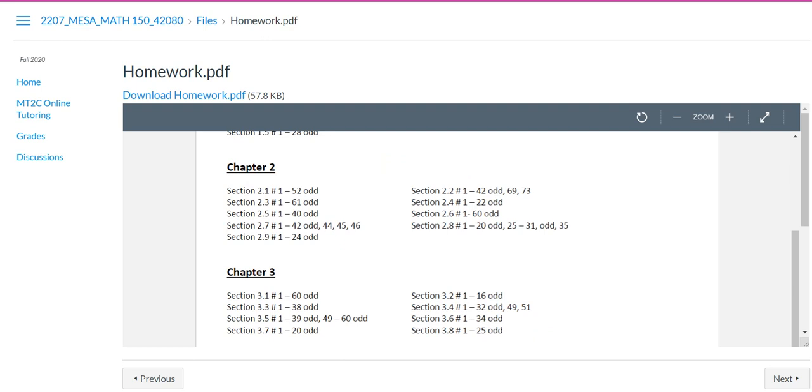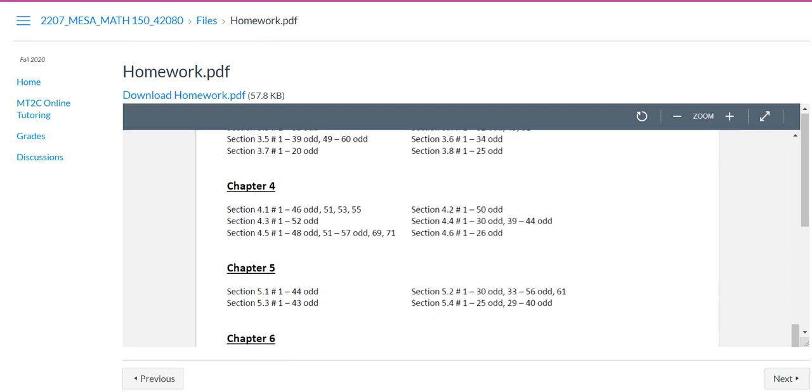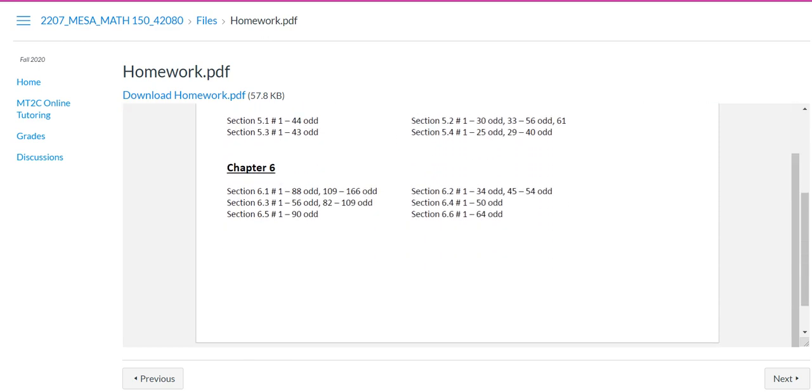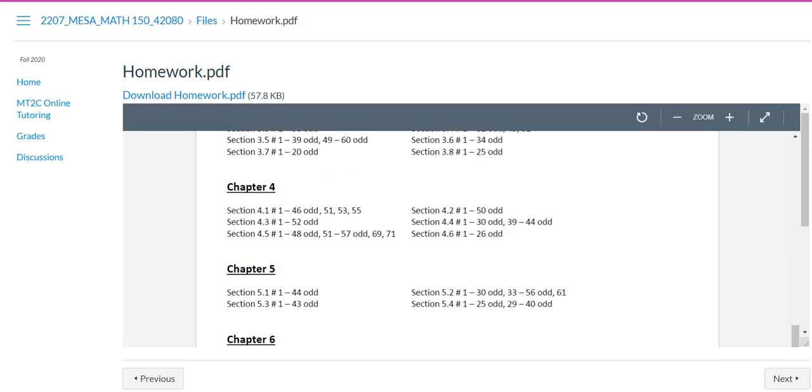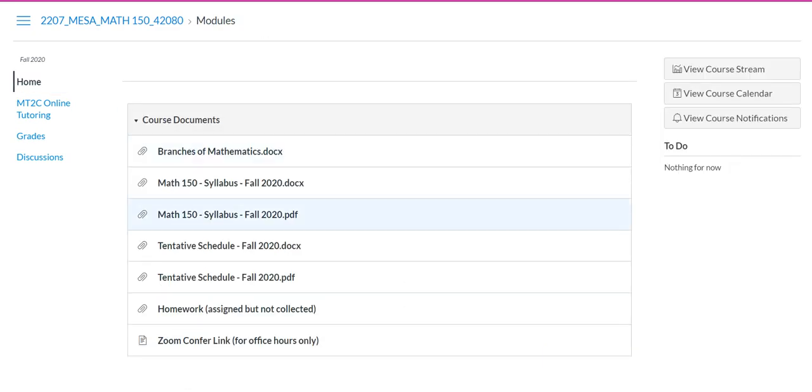Chapter 2, and there you have it. And chapter 3, chapter 4, chapter 5, and so on. And there's chapter 6. Okay. And that's all the homework. Again, no due dates on the homework. You don't have to turn them in. So do as many of these as you can as possible. That would only be good.